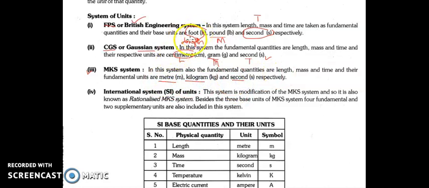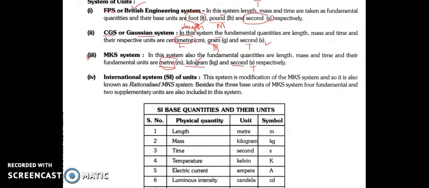In the FPS case we measured length in foot, in the CGS case we have measured it in centimeter, in this case we'll measure it in meter. Mass is in pound, mass is in gram and mass will be in kilogram, and the time part is constant or common for all these systems. In the MKS system as well, we have time in seconds.